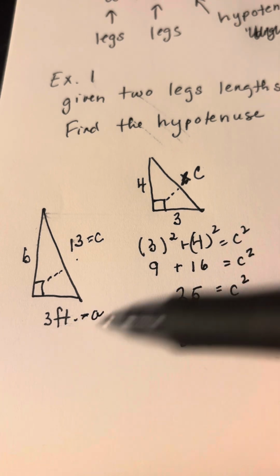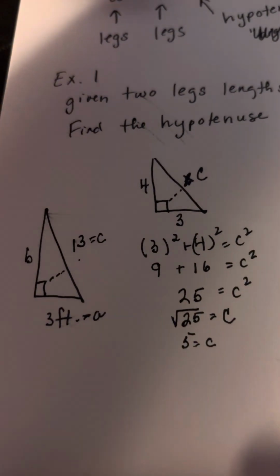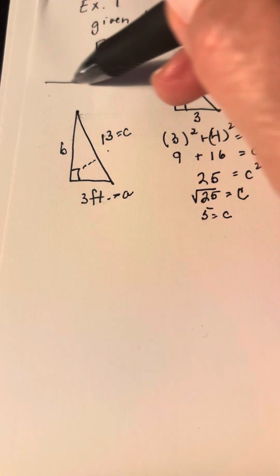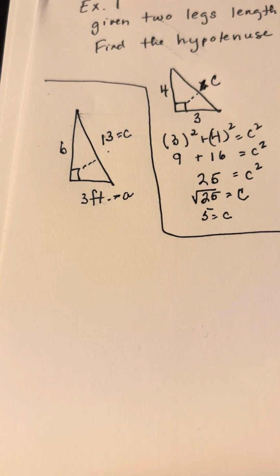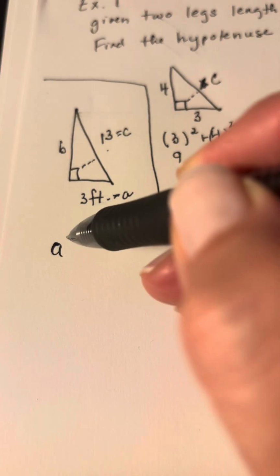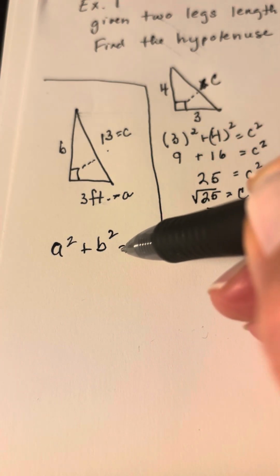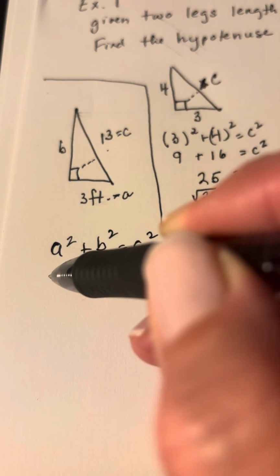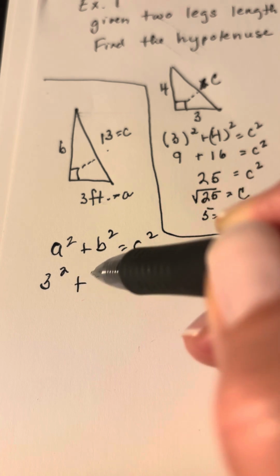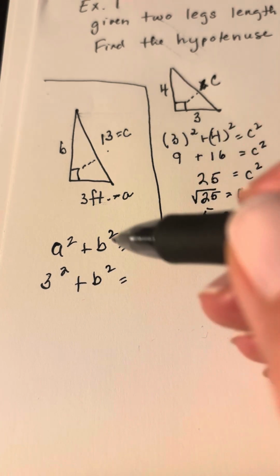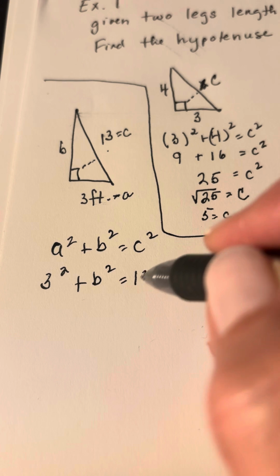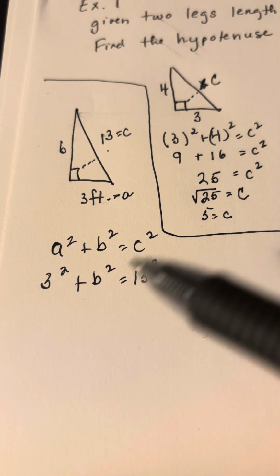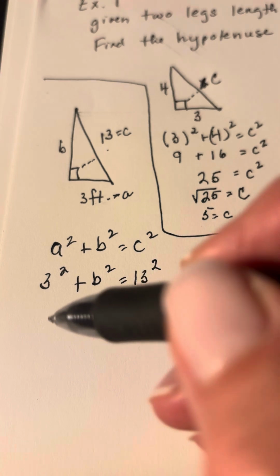So if you want to write your formula for example 2, you're going to write a squared plus b squared equals c squared. A, right there, 3 squared. B squared, I don't know. And c squared is 13 squared. All right, so now I have an algebraic equation with 1 unknown. So this is good. I can solve this.